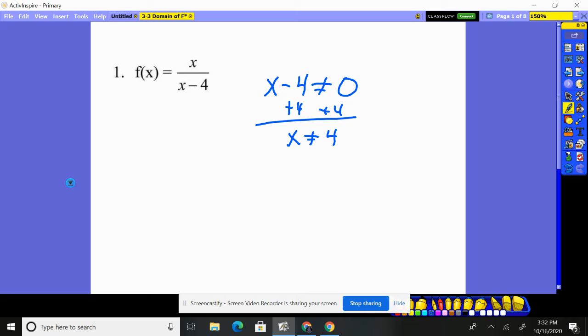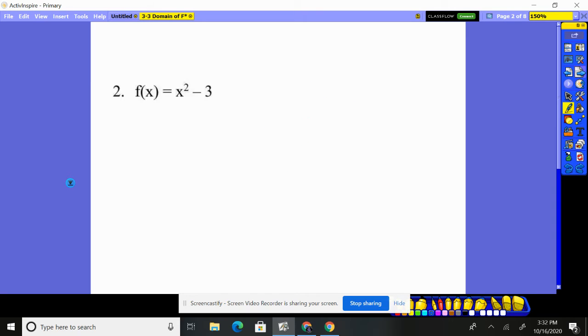So what do we say the domain is? The domain is all real numbers except x can't be a 4. That would be the domain. Everybody, you can plug in any number and get a solution except 4, because 4 minus 4 will give you 0, and you cannot divide by 0.